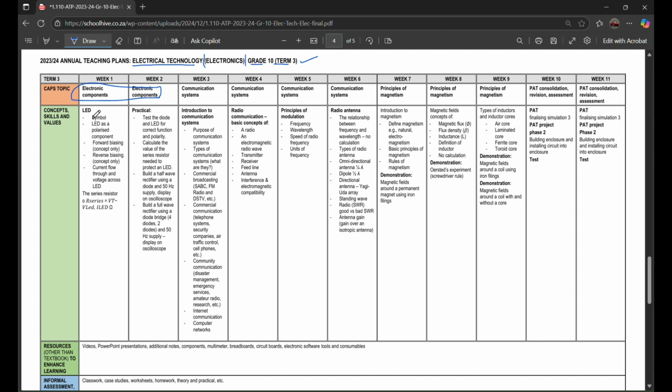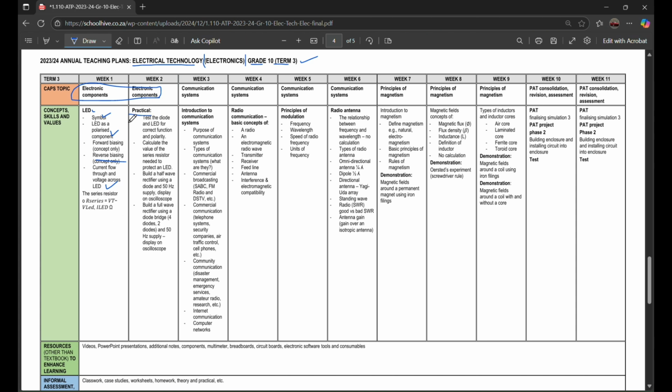Week 1, you learn about the LED, the symbol, the LED as a polarized component, forward biasing, concept only, reverse biasing, concept only, current flow through the LED, the voltage across the LED, and the series resistor: R series equals VT minus V LED over I LED, in ohms.